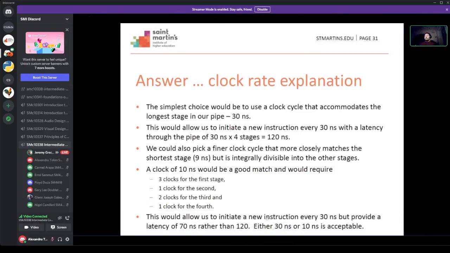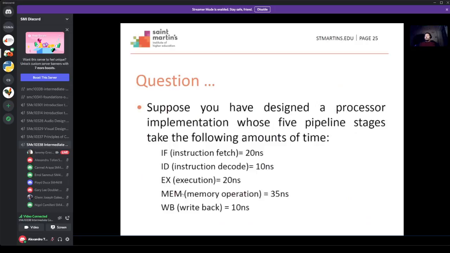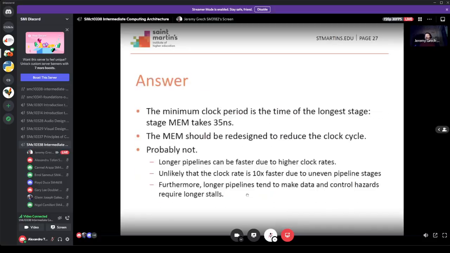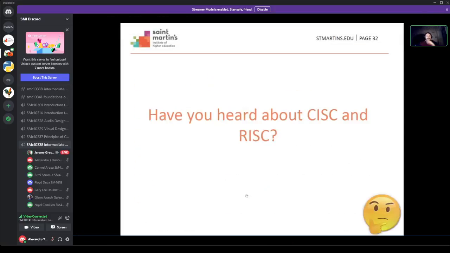That's the memory. This memory operation. It's short for the memory operation. So memory. Okay. All right.